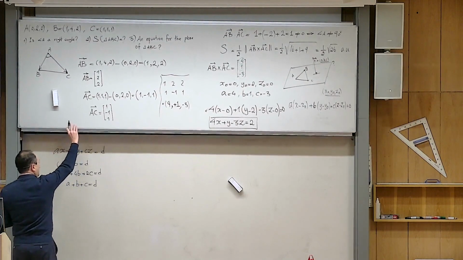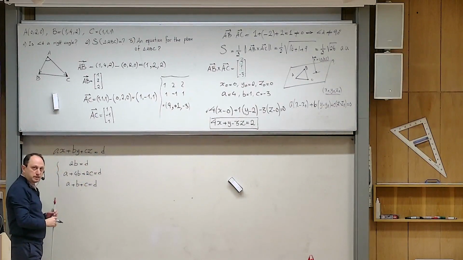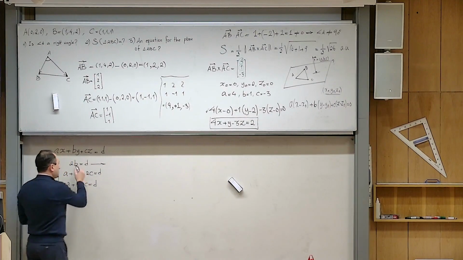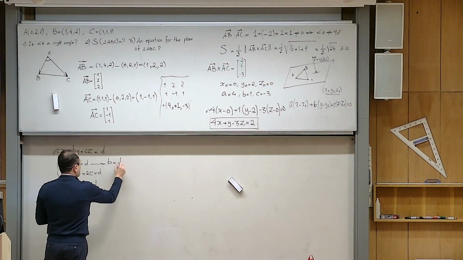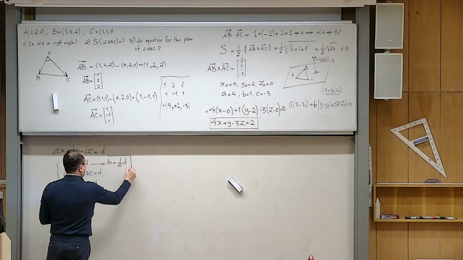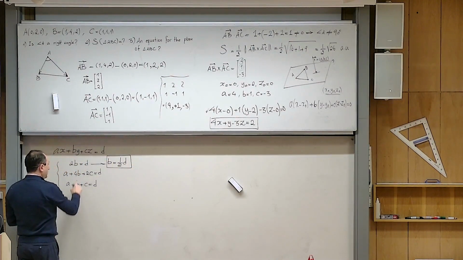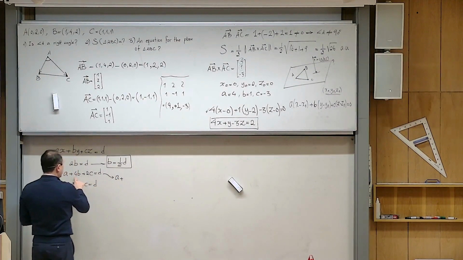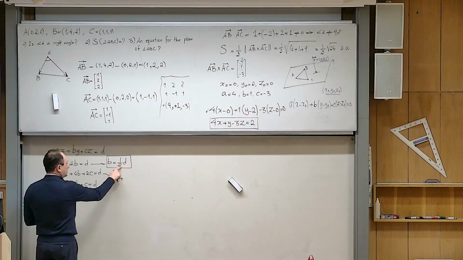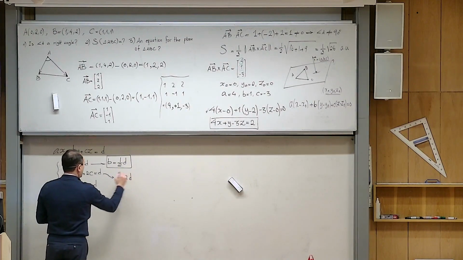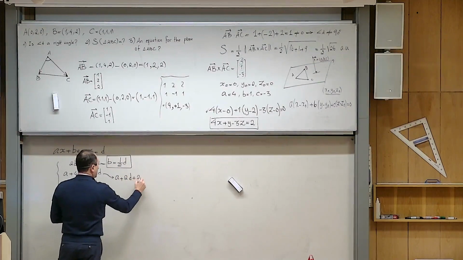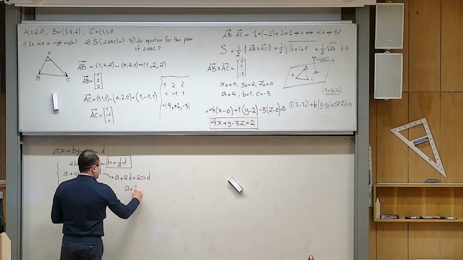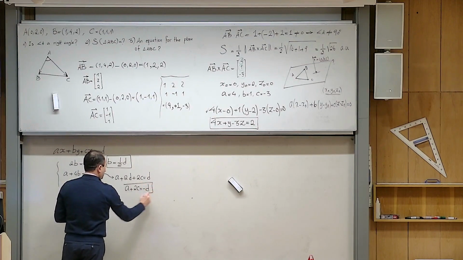Okay, so what do I do? Let me write everything in terms of d. So I divide this equation by 2. I get b is 1/2 d. And then I put it here. So this becomes a plus 4 times b, meaning 4 times this quantity, which becomes 2d. And then I have 2c is equal to d. And I move 2d to the other side, it becomes a plus 2c is minus d.